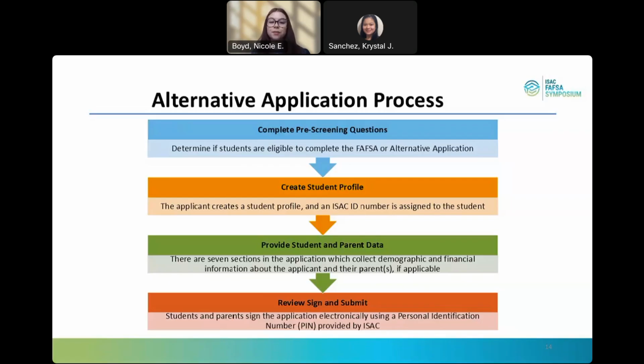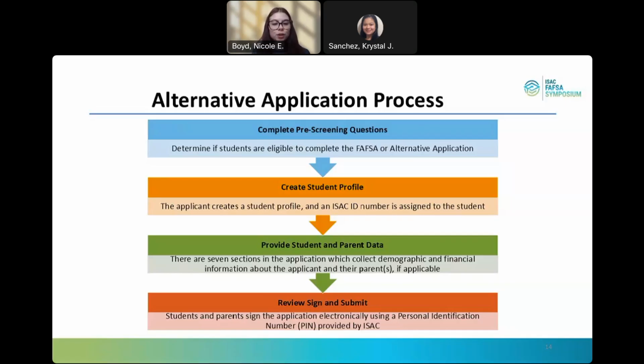There is a lot of misinformation out there, and so sometimes you may have a student who thinks that because their parents are undocumented, even though they themselves are citizens, that precludes them from filing a FAFSA, and so they may mistakenly go to submit an alternative application instead. So the pre-screening questions are built in to avoid mistakes like that. We will take a look at those pre-screening questions in more detail later on.